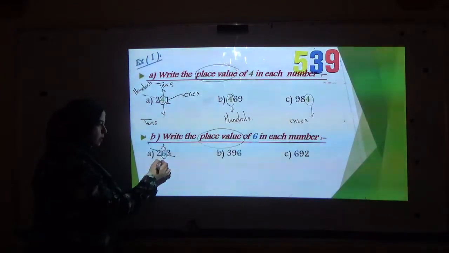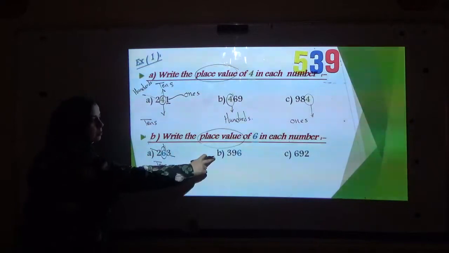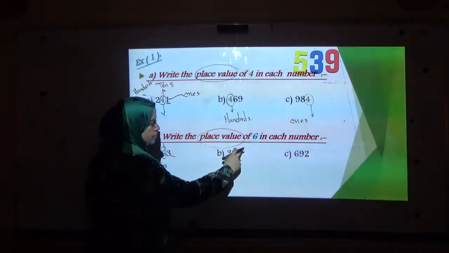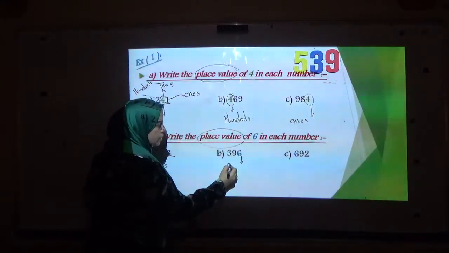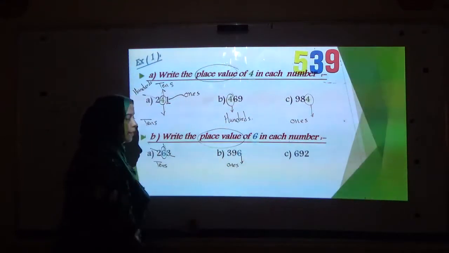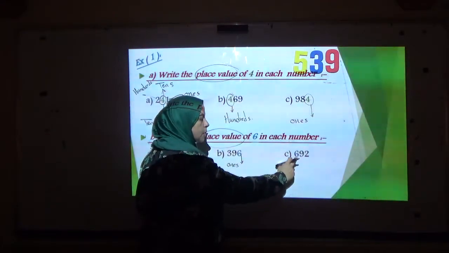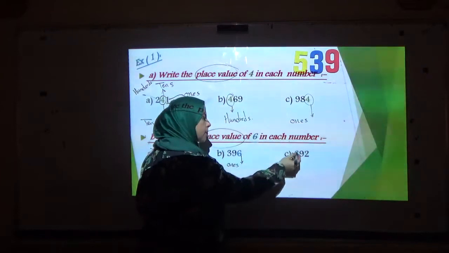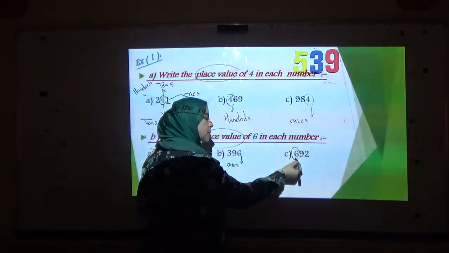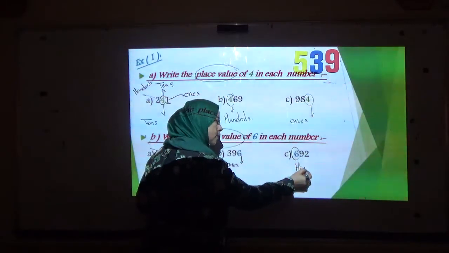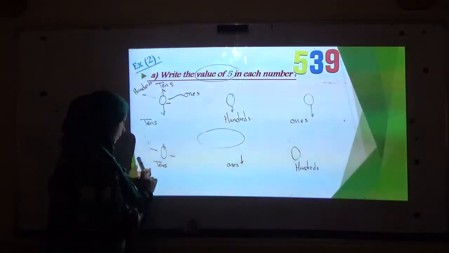Write the place value of 6 in words. In 263, the place value of 6 is tens. Next, 396. The place value of 6 is ones. Next, 692. I need the place value of number 6. Ones, tens, hundreds.